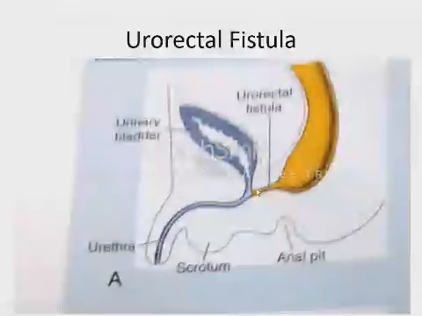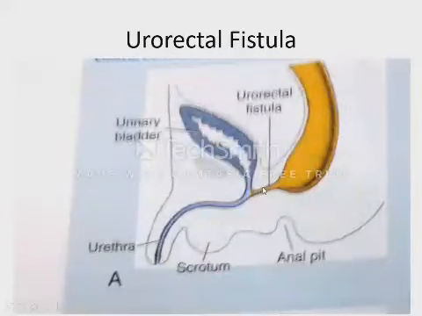Look at this picture. There is a fistula between the urinary system and the rectal system, so it is called a urorectal fistula. So between the urinary system and the hindgut, there is a urorectal fistula.